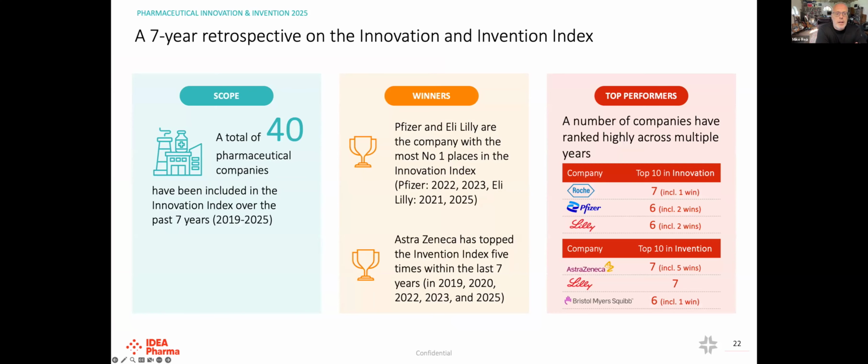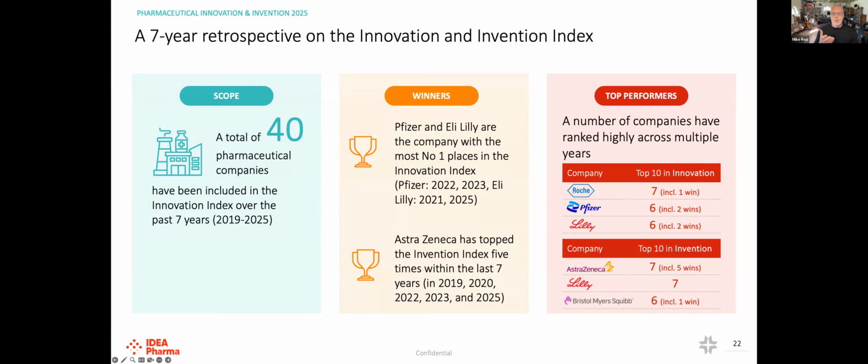Over the years that we've been doing this, and we've been doing this for like 14 years now, in the last 7 years we include 30 companies in the index per year, but companies have come and go. So we've had a total of 40 companies in the index over the last 7 years. Pfizer and Lilly have done the best in the innovation index, 2 wins each. And AstraZeneca, as I mentioned earlier, are easily the most inventive company, because they've placed 5 times at the top of the index within the last 7 years.